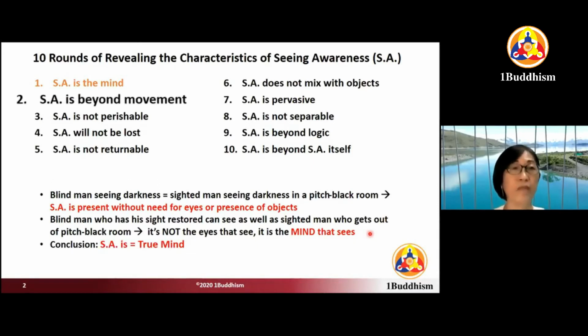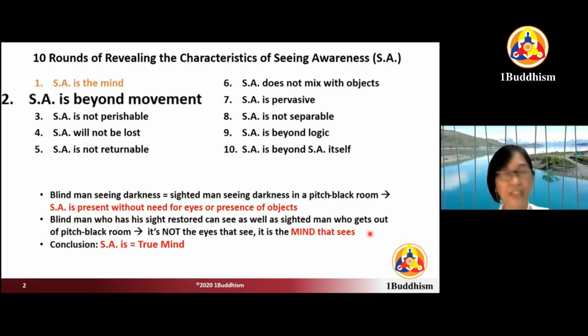Tonight, my topic is seeing awareness is beyond movement. I'll do my best to explain the characteristics of seeing awareness being beyond movement, and how we can then differentiate between the illusory mind and the true mind through understanding what moves and what is beyond movement. So once we can tell the difference, like what Sifu said just now, we can then practice correctly to reach our final destination, which is Nibbana, or liberation from suffering. So let's look at what the sutra says.